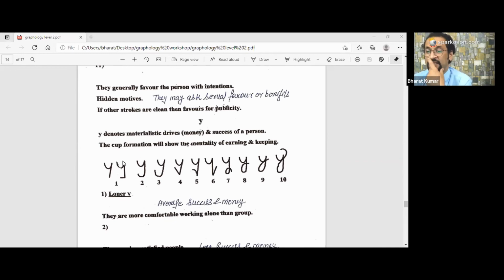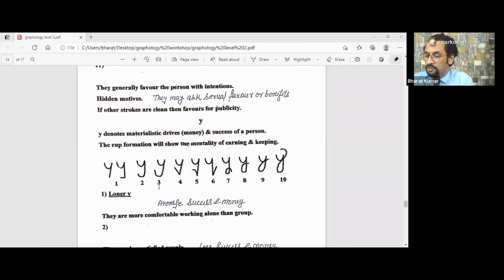Now, so the upper cup, check, there is one upper cup. It will show the mentality of earning and keeping. Note my point. There is a cup in the Y. Upside there is a cup. This cup represents mentality of earning and keeping secrets.